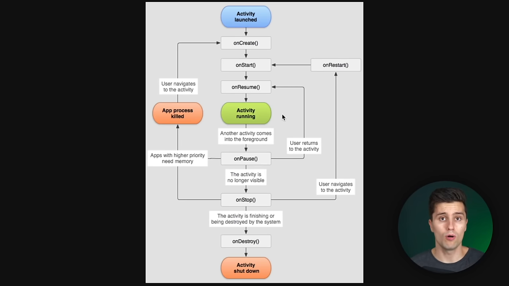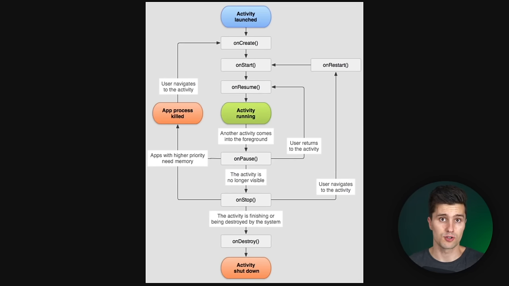So at this point, all the resources the activity needs will still be kept in memory because the user might still come back to the activity, which is very likely if they see a dialogue or so, where they just need to apply some kind of action. But it could also be that they just navigate to a different screen of their app where they might decide to click the back button and come back to the previous activity.